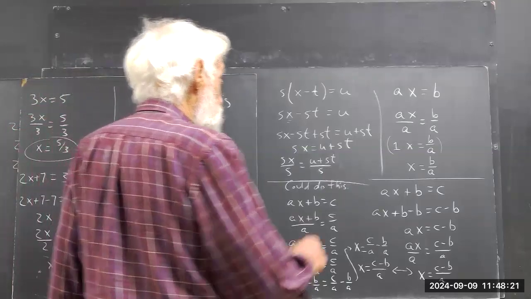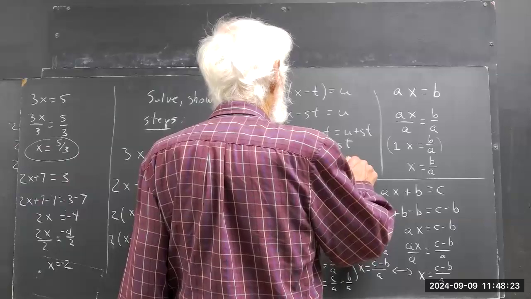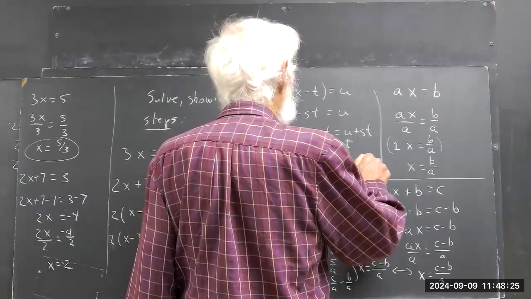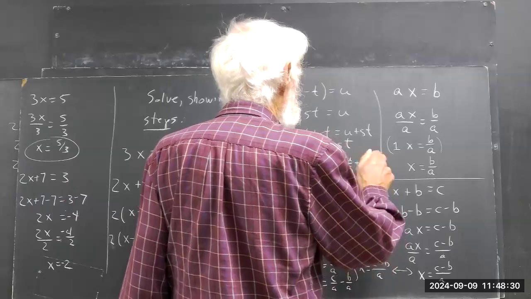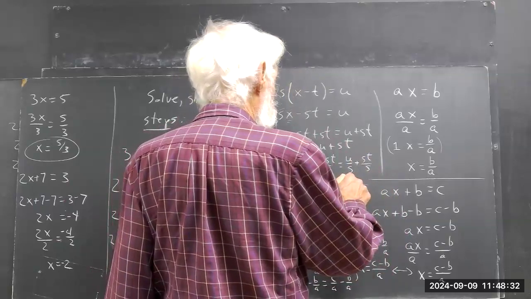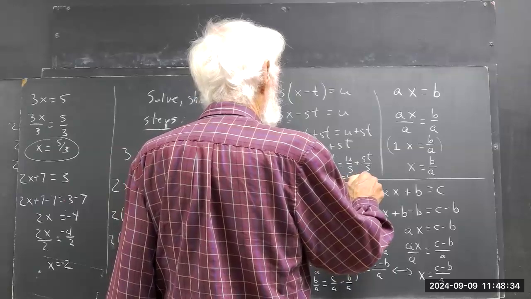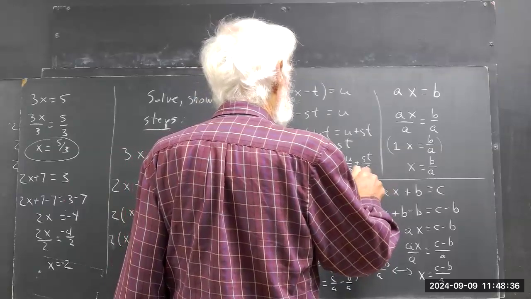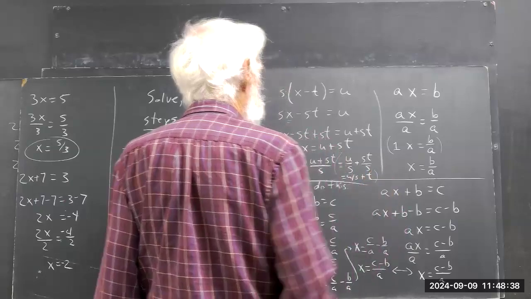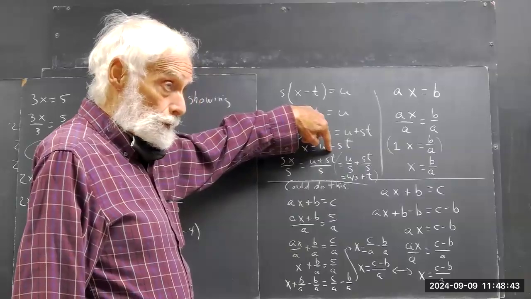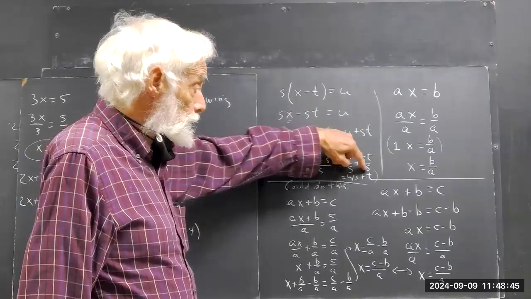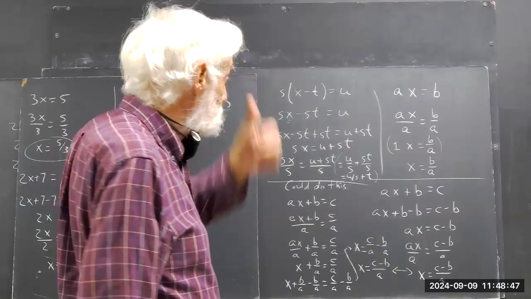Now, you could say that's U over S plus ST over S. And ST over S is equal to T. So that's U over S plus T. I put that in kind of parentheses. You don't have to do that. That's a perfectly good solution. But so is this. Okay.